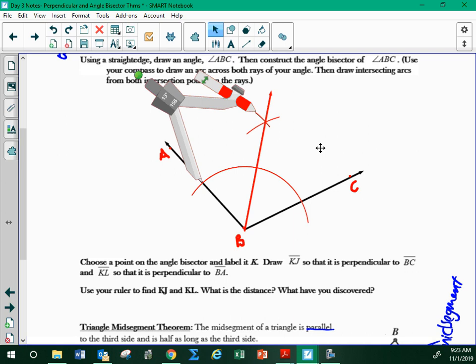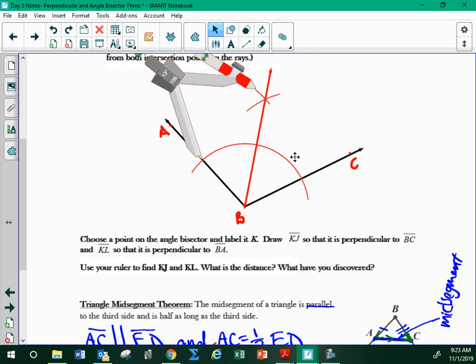Okay, John Michael, I can't quite see because you have it so close to the light. Okay, I think I see it. I'm sorry, I just saw a bunch of circles and no angle bisector. Where are you still working? Wait. So this is our angle bisector.